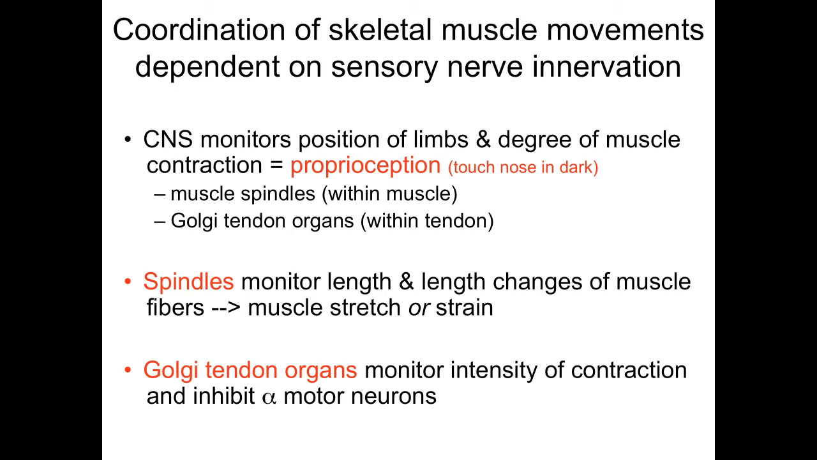There are several structures that play a role in proprioception. One of these structures is called muscle spindles. Spindles are actually within the muscles themselves, and there are Golgi tendon organs, which are structures within the tendons. Muscle spindles monitor the length and length changes of muscle fibers as the cells contract, so they're measuring the muscle stretch or strain. Golgi tendon organs, which are in the tendon, monitor the intensity of contraction, and they can inhibit alpha motor neurons, so they can inhibit the nerve impulses coming into muscle cells.